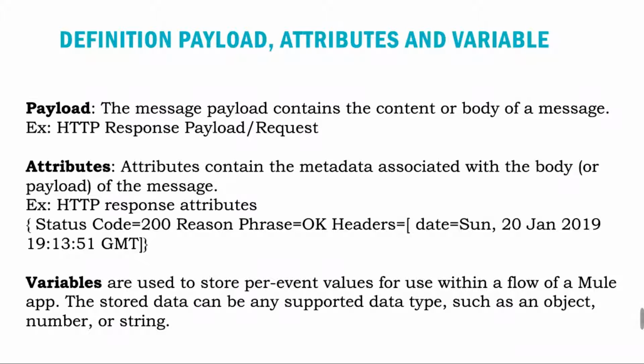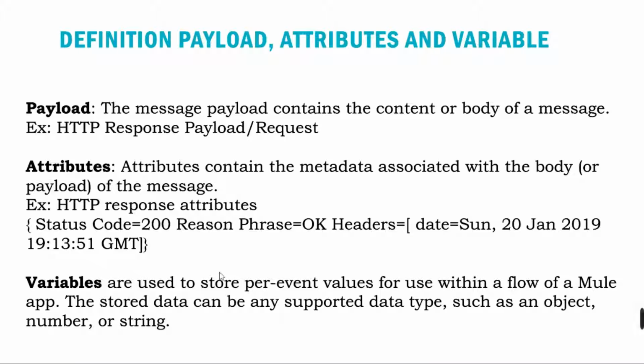Coming to attributes, attributes contain the metadata associated with the body or payload. Whatever the payload is, that metadata will be there for that message, and we can call it an attribute. I have given an example here: status code 200, where status code is one property and the value is 200. Like that, reason phrase, and headers will be there, like date and so many more, but for understanding purposes I have put only 3 properties here.